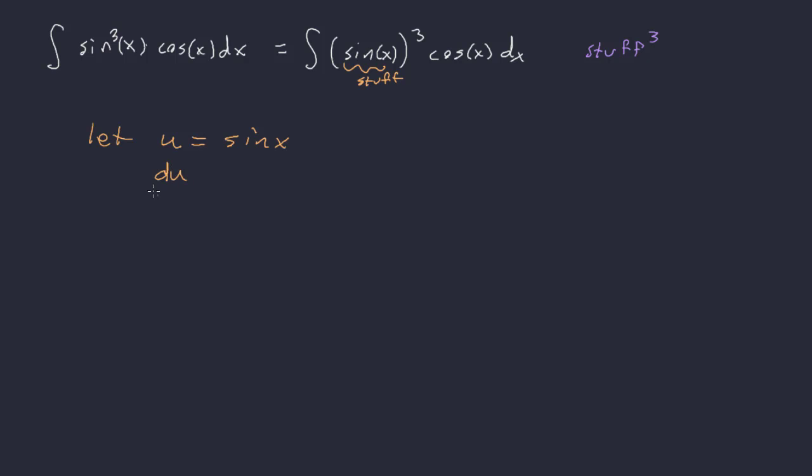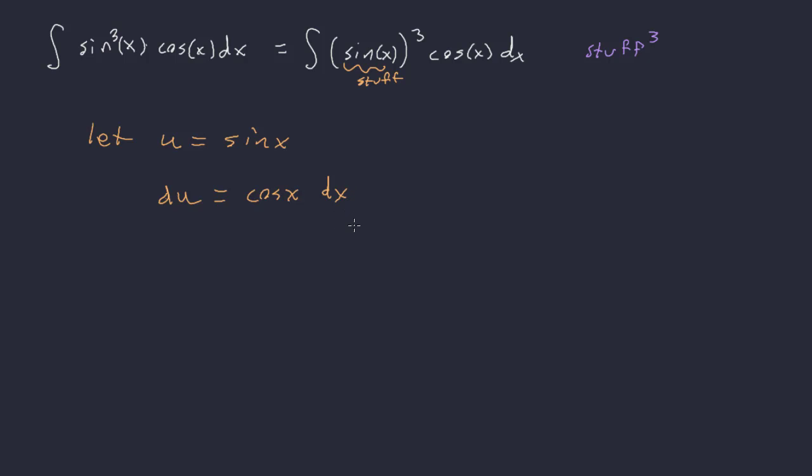Then du over dx is cosine of x. So if you move the dx over, and often this is actually how I write this when I'm doing these problems, instead of saying du over dx, I often just say if u is equal to sine x, then du is equal to cosine x dx. This is what's called a differential. A derivative is when you have du over dx, but this is a differential: du is equal to cosine x dx.